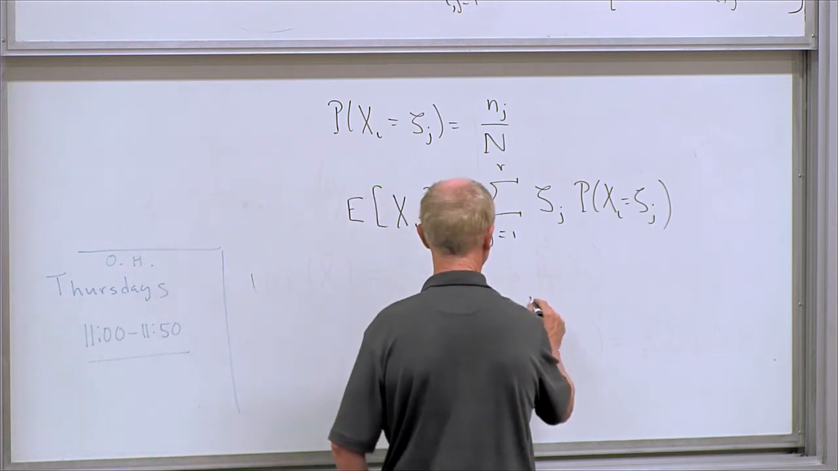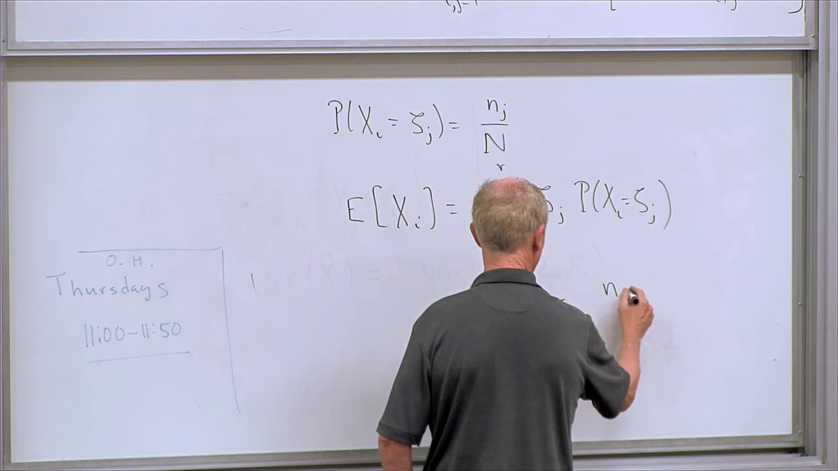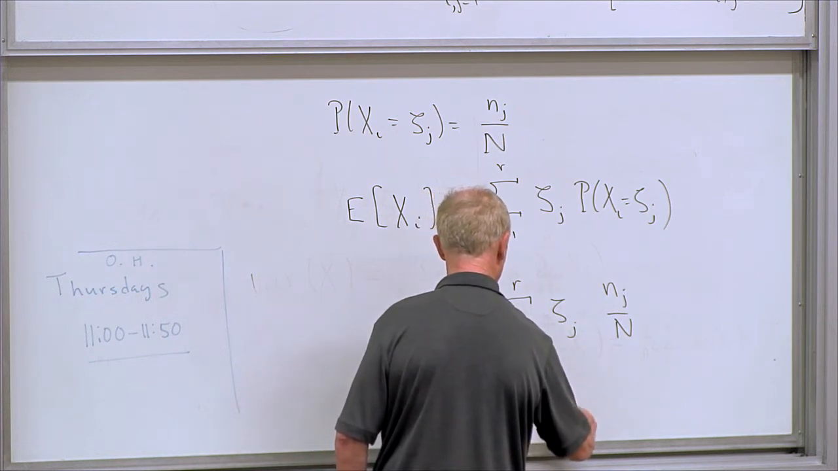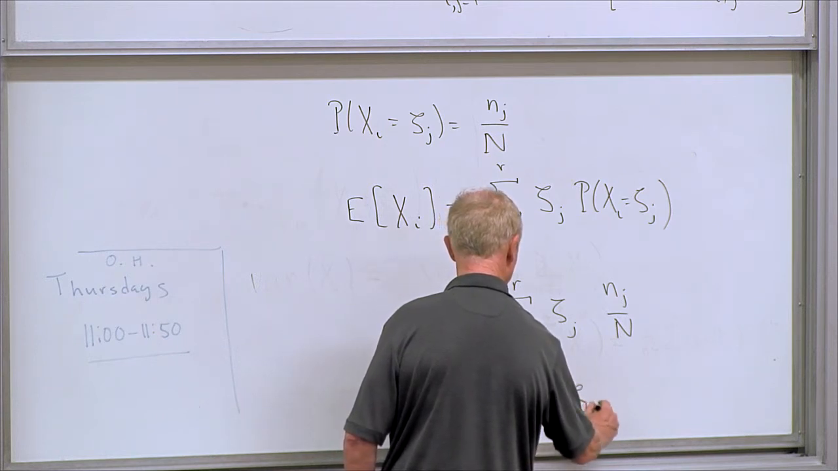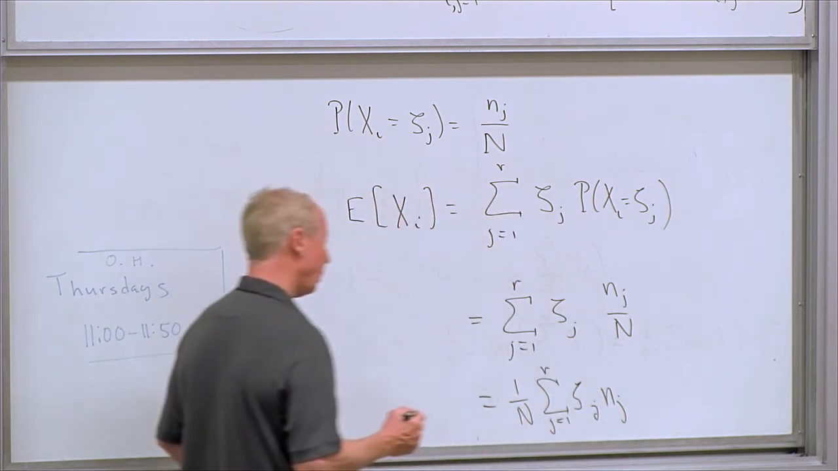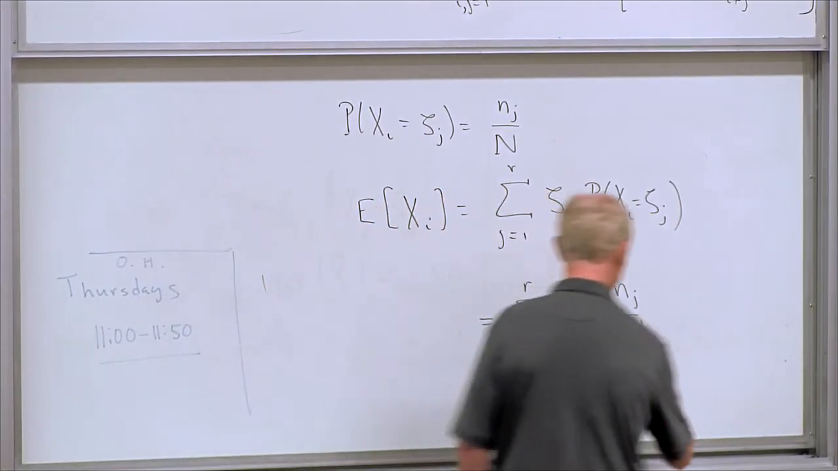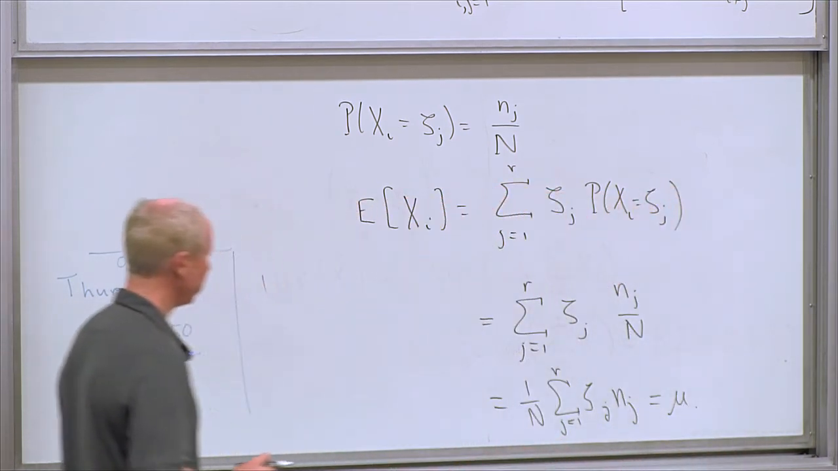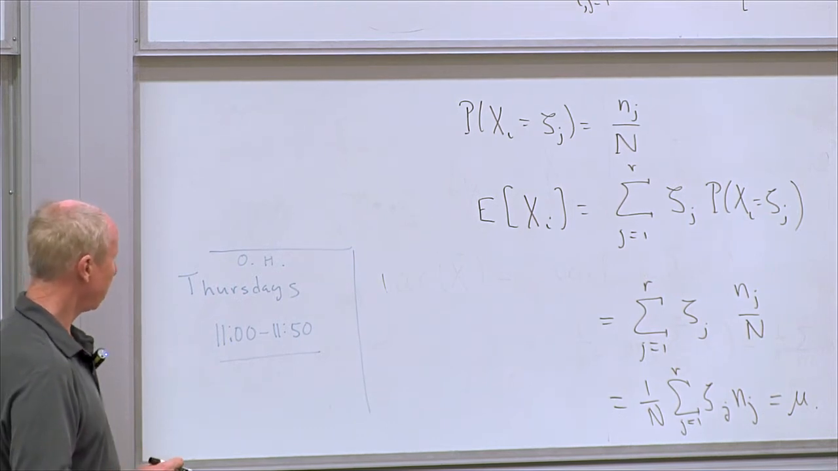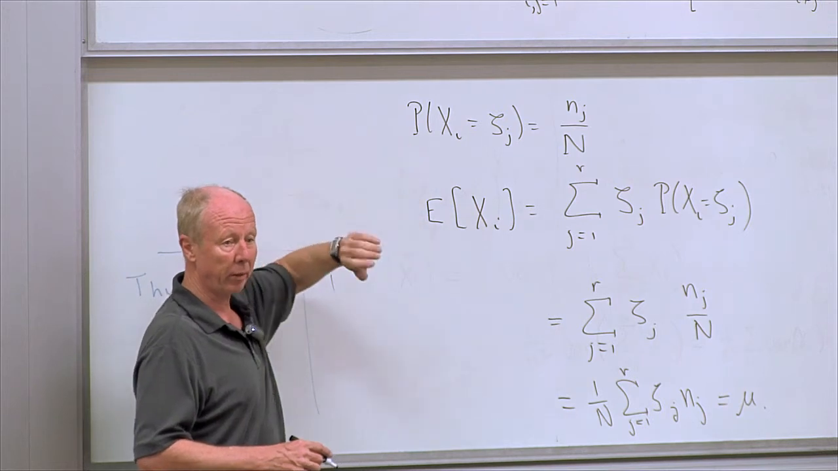And what is this equal to? And if I put the 1 over n outside, we get that, and what is that? That's mu. So the expected value of Xi is mu. Yeah, and why would it be for any i? Because this is true for any i. Remember, they're identically distributed, so all have the same expected value.